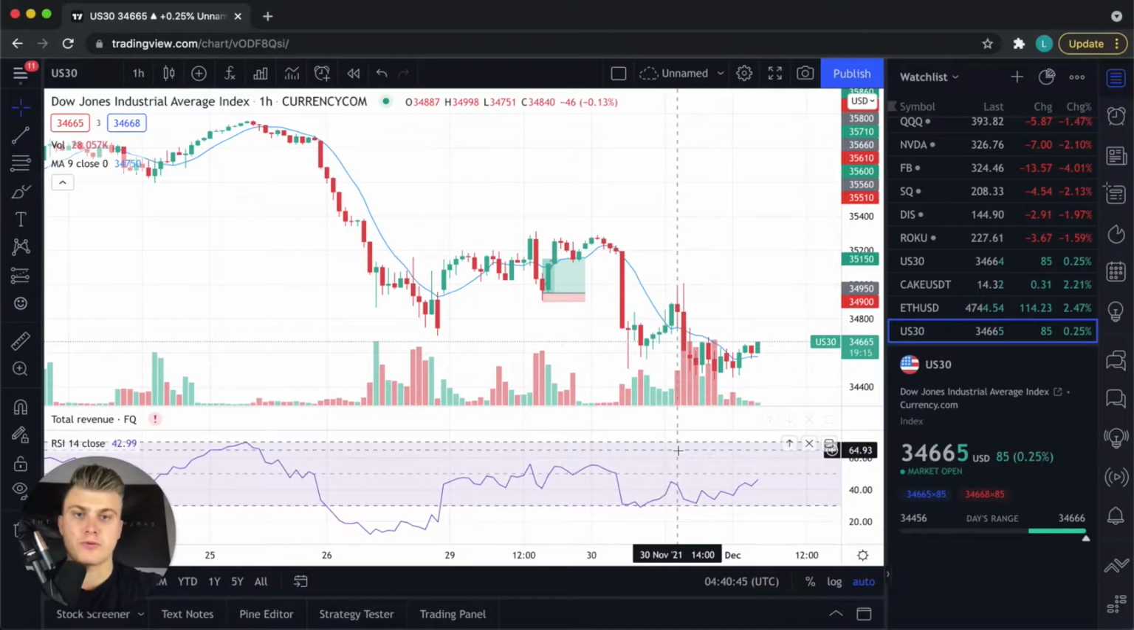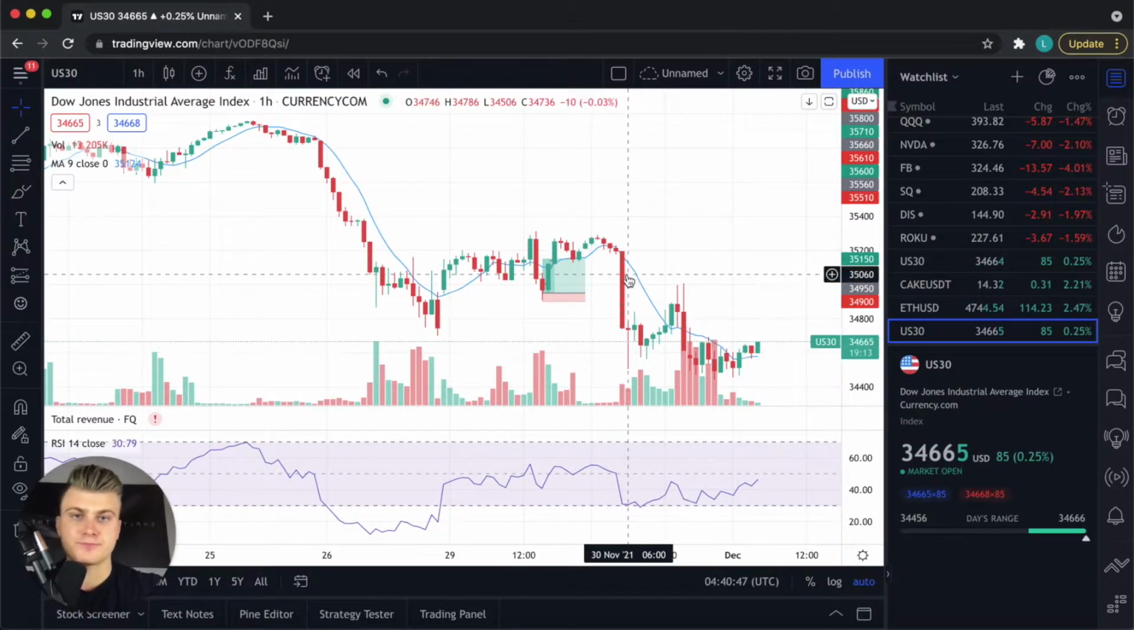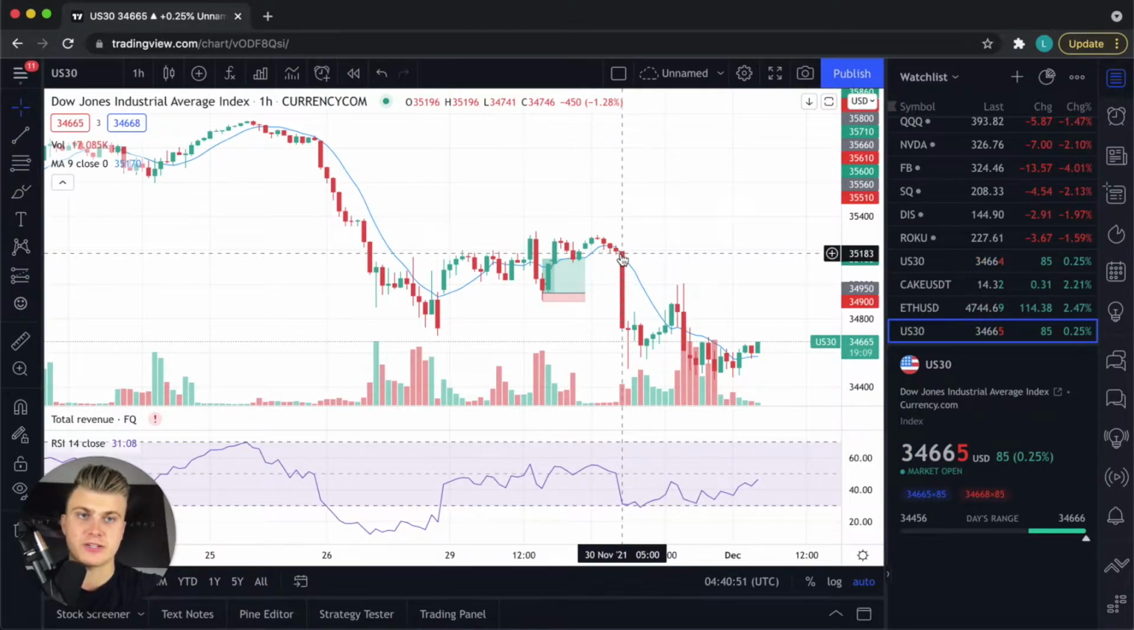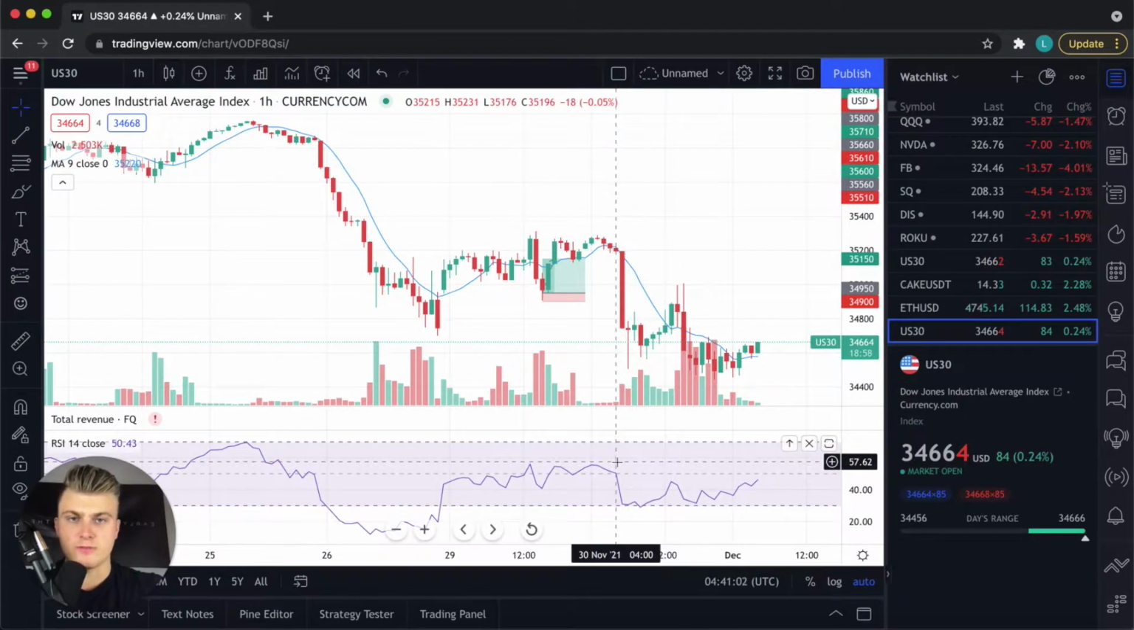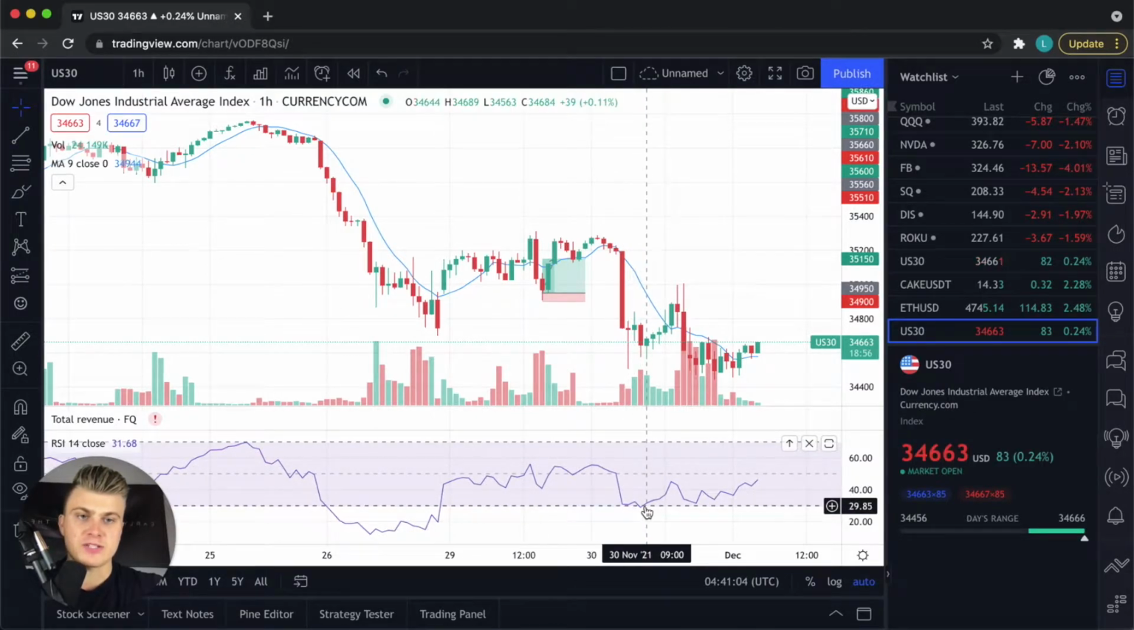Like right here, for example, if you see, we had this period where we basically had a pretty drastic drop. This is about 400 points, and when you're looking at this, you can see the RSI drops as well. Then you can see it bounces off the 30 mark and it starts to go up.